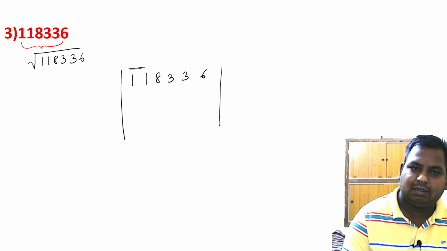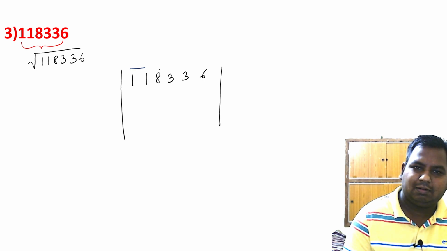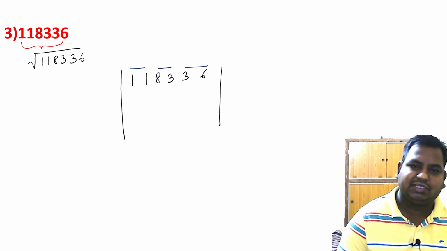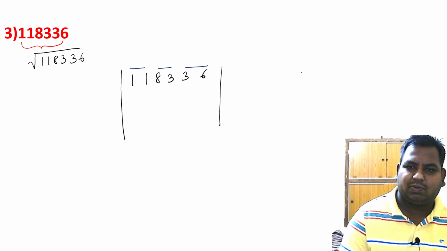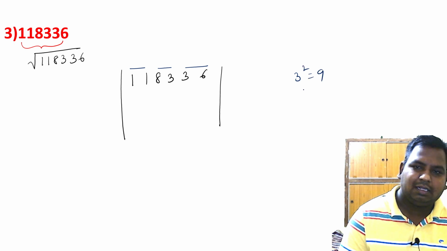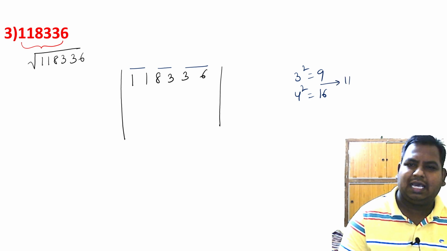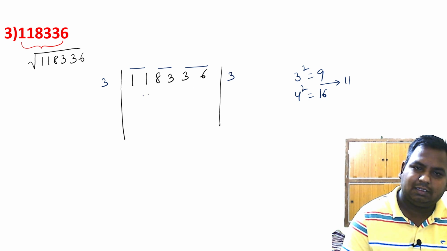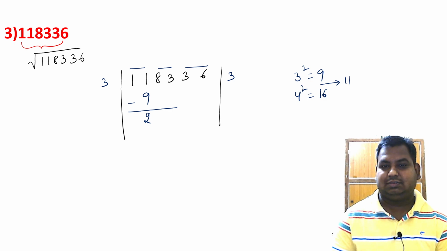Bar. I'll change the color. So bar. Consider the digits under the first bar. Under the first bar we have 11. So take the nearest square. 3 square is 9 and 4 square is 16. So our 11 lies between 9 and 16. I can take the smaller one, I'll take 9. So 3 3s are 9. The difference is 2.